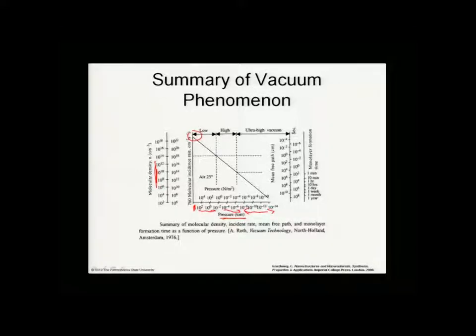Now, if you lower the pressure down to this part of the high vacuum region, you can see the mean free path has gone up to about a centimeter. If you go into this part of the ultra high vacuum, let's say 10 to the minus 8, then you can see the mean free path has become 10 to the 6 centimeters.